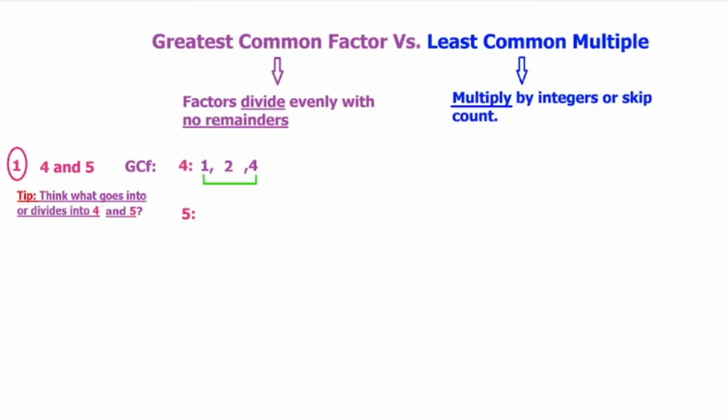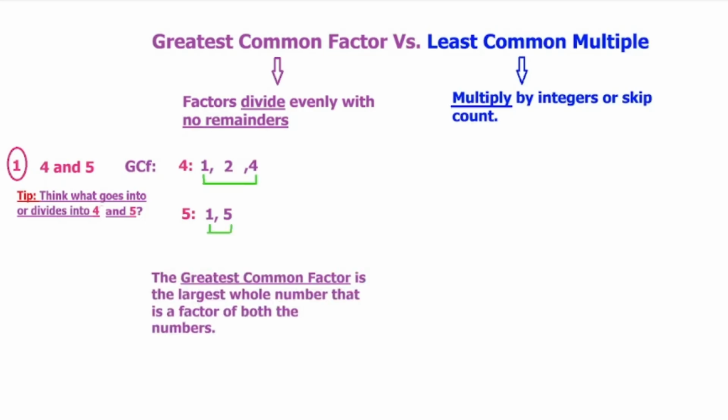Now let's work on 5, okay? So the two numbers that multiply together to give you 5 are 1 and 5. Or what goes into 5? 1 goes into 5 and 5 goes into 5. And that's it. There's no other numbers that go into it. Okay, so those are a pair. So the greatest common factor is the largest whole number that is a factor of both the numbers. So the only number here we see that is in common is the 1. The 1 is the 1. So the GCF is 1 for this one.